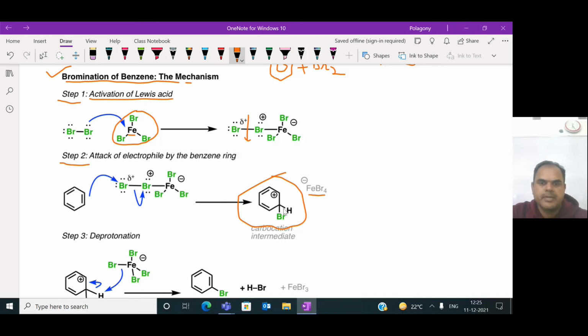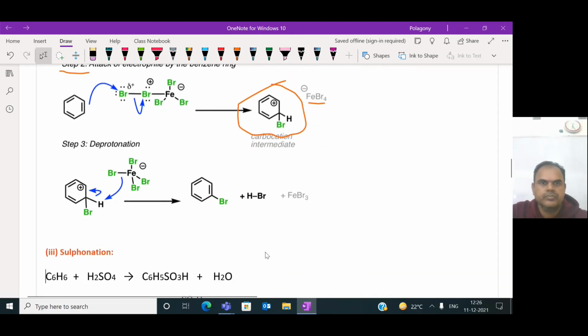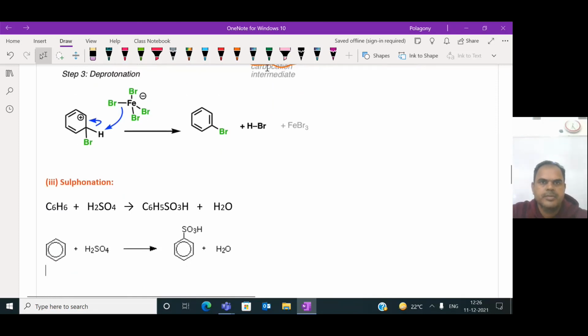When this carbocation undergoes stabilization, the sigma bond of this hydrogen is converted into a pi bond in order to neutralize the positive charge. Then this proton is taken by the Br. The FeBr4 minus anion complex takes this proton and forms ferric bromide, and HBr is produced. So the third step that takes place here is deprotonation.